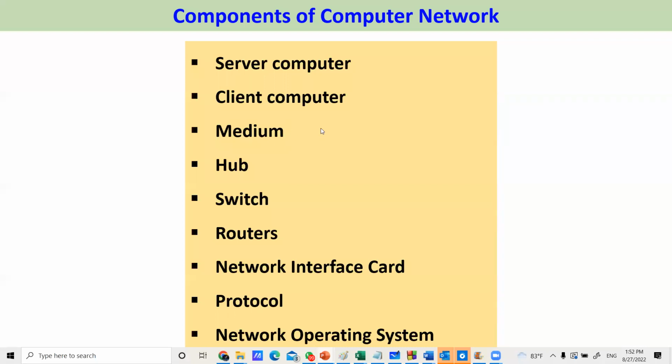Media are the things you use to transfer data from one location to another location. We learned media as guided and unguided. We learned some examples for guided as well as some examples for unguided. Therefore, we are not going to discuss the medium in detail here. First we'll take the server and client computers.